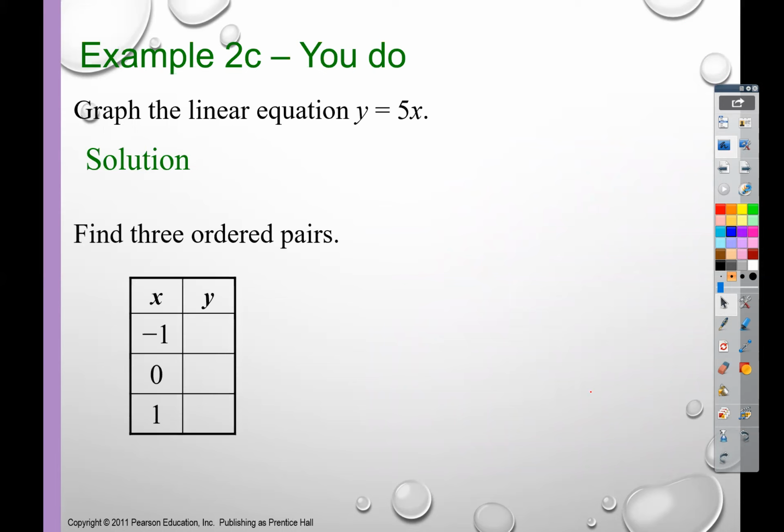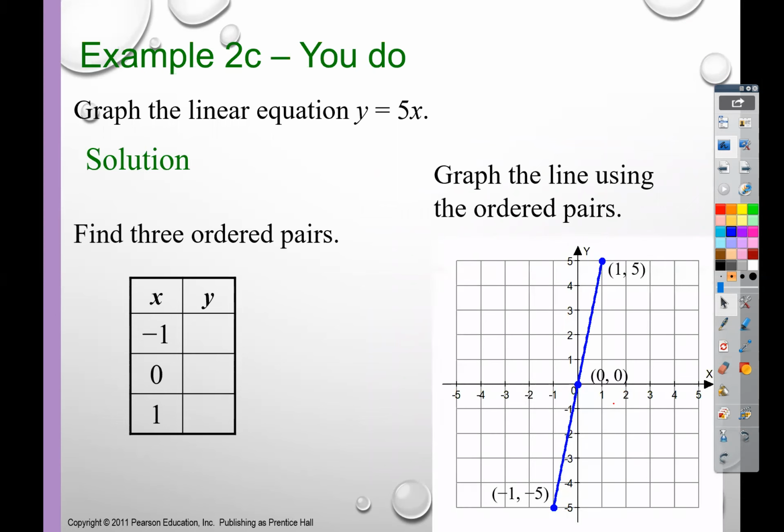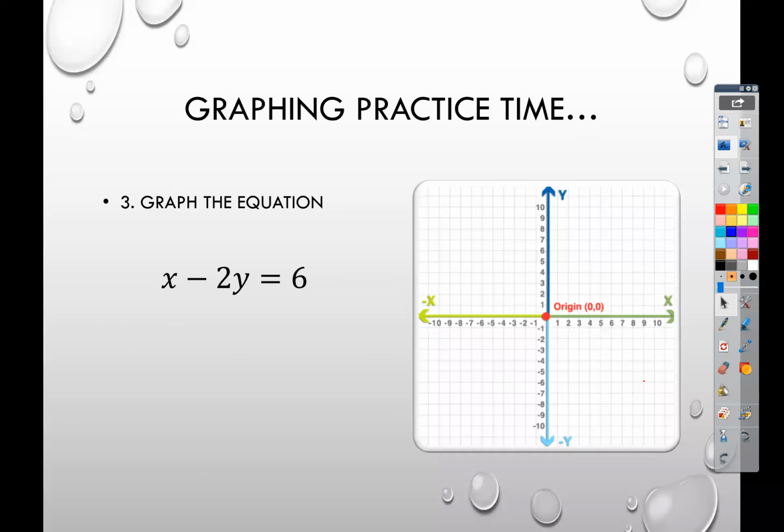Okay, go ahead and pause it and graph. And your answer should look like this. Okay, practice time. So graph the equation x minus 2y equals 6.